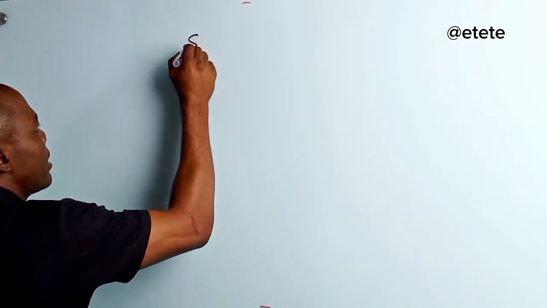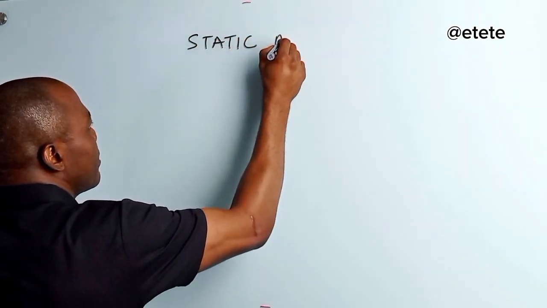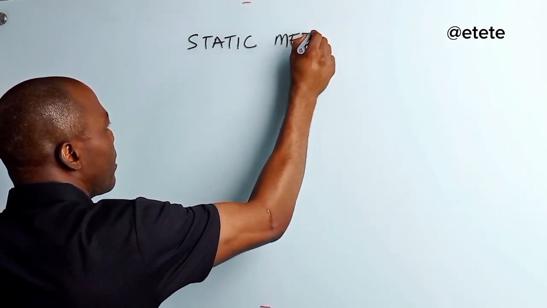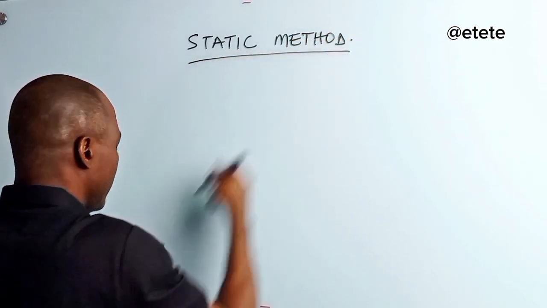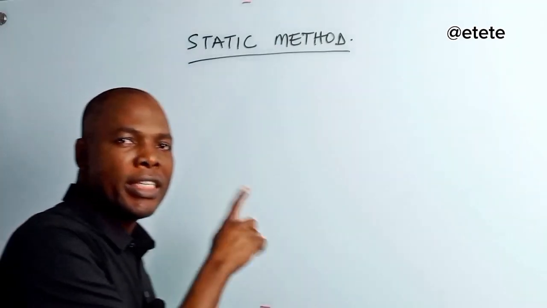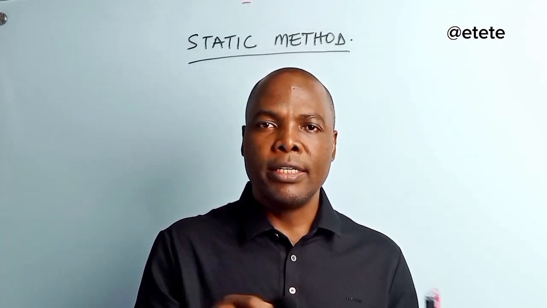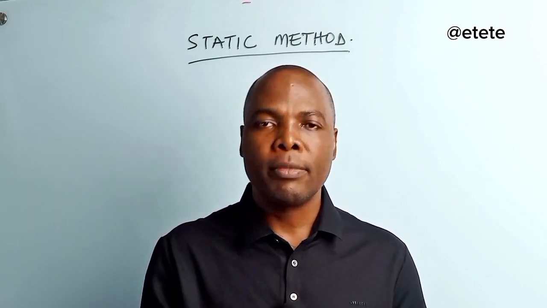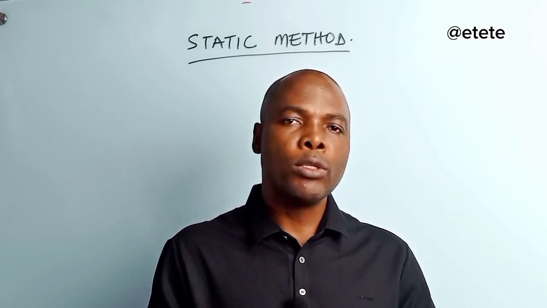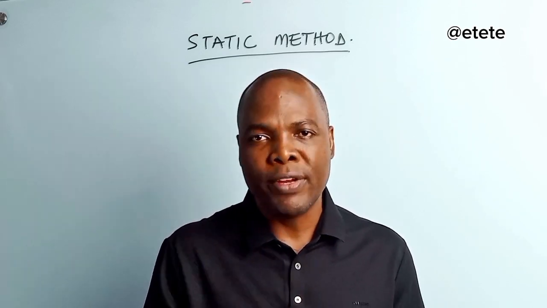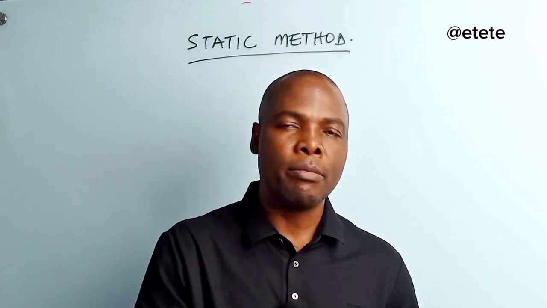So I'm looking at the static method. Now, why do we need this static method? The instance method references the instance of a class. The class method references the class, right? But what if you don't want to reference the instance and you don't want to reference the class? What are you going to use? That is when you use the static method.